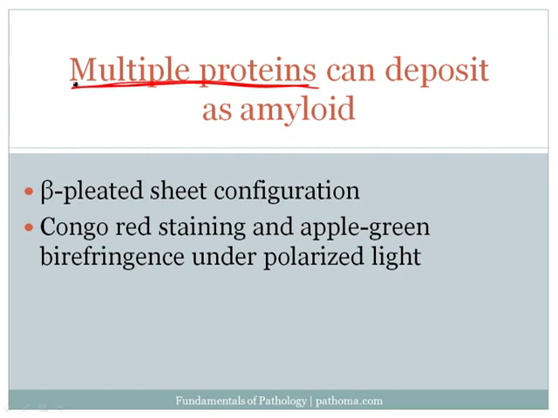First of all, the misfolded proteins that deposit as amyloid usually have a beta-pleated sheet configuration. That's important. And number two, what was the classic teaching, and you're perhaps familiar with, is the fact that the proteins that deposit as amyloid pick up a stain called Congo red. So they'll turn red with this Congo red stain, and very classically, when placed under polarized light, they reveal an apple green birefringence. Apple green birefringence.